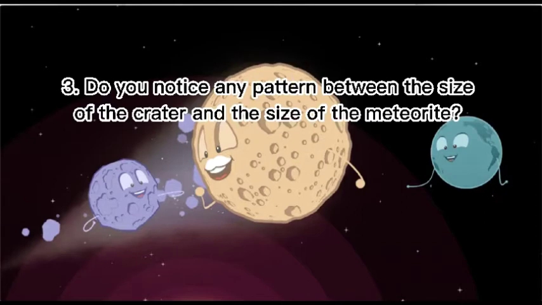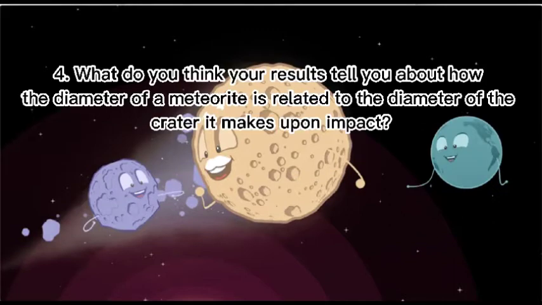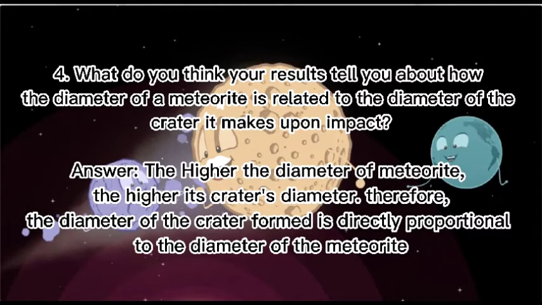Do you notice any pattern between the size of the crater and the size of the meteorite? We notice that the diameters of the craters are greater than the diameters of the meteorites. What do you think your results tell you about how the diameter of a meteorite is related to the diameter of the crater it makes upon impact? The higher the diameter of the meteorite, the higher its crater's diameter. Therefore, the diameter of the crater formed is directly proportional to the diameter of the meteorite.